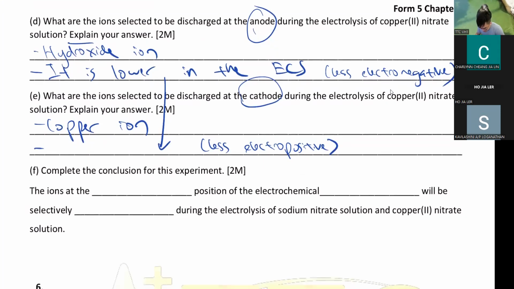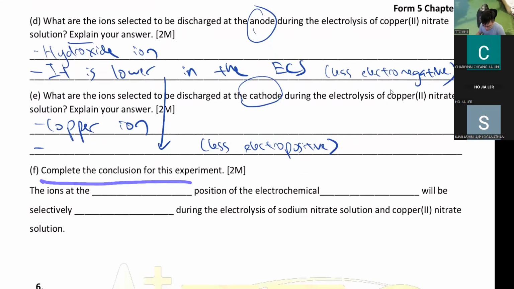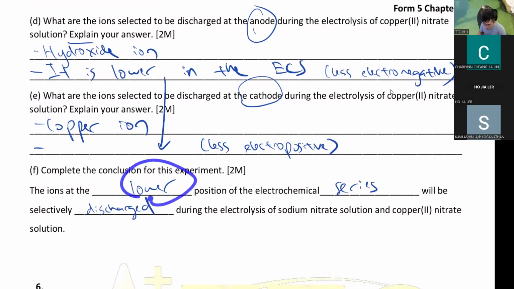Okay, so next, complete the conclusion for the experiment. The ions at the lower position of the electrochemical series will be selectively discharged. Lower in the ECS will be kicked out. That's how I just say lower will get kicked out. Please don't say kicked out in your exam because that's not the proper word. The proper word is discharge.